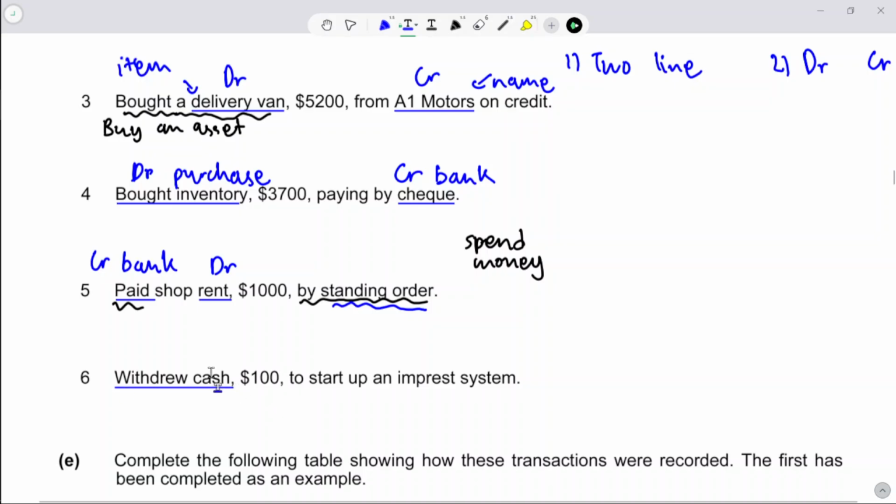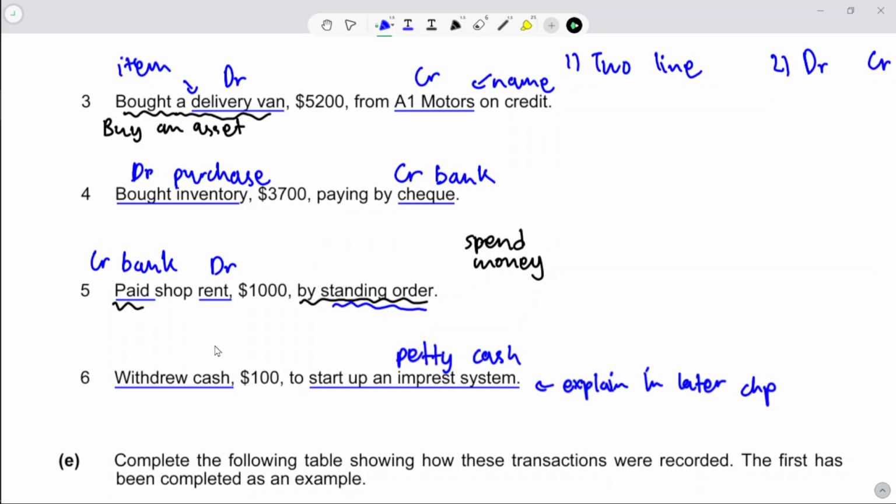Reduce cash. To start up an imprest system. Imprest system is actually petty cash. So it will be explained in a later chapter.